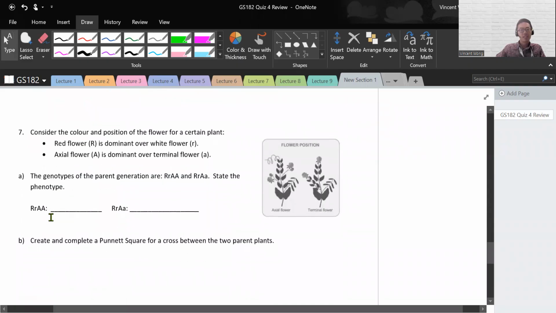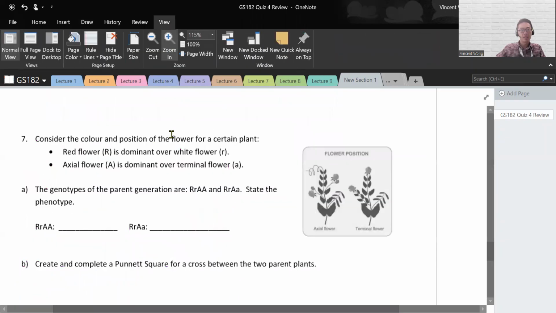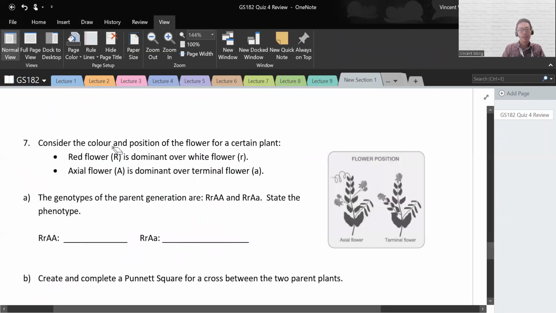All right, next we have a dihybrid cross question over here. Consider the color and position of the flower for a certain plant. It says capital R is representing red flower, and that's going to be dominant over white flower. Axial flower is dominant over terminal flower. Okay, axial means the flower is going to be coming out in the middle of the branch, whereas terminal flower means it's going to be coming out at the end of the branch.